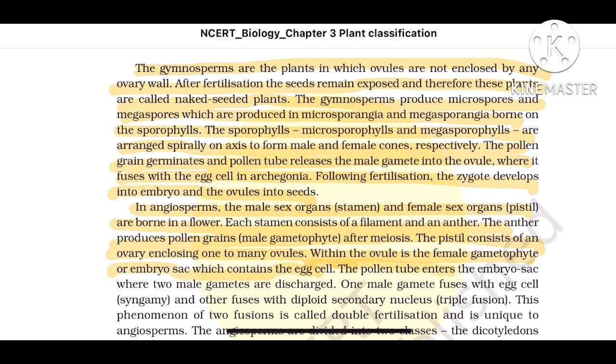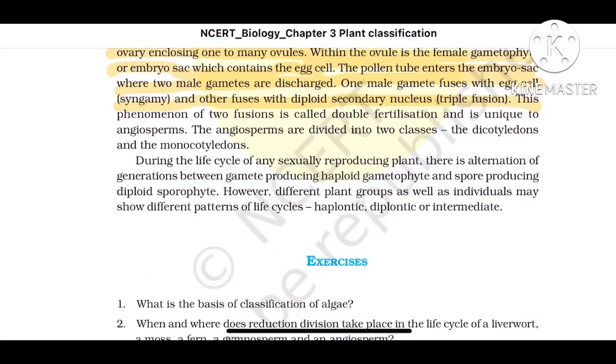The pollen tube enters the embryo sac, where two male gametes are discharged. One male gamete fuses with the egg cell, that is syngamy, and the other fuses with diploid secondary nucleus, that is triple fusion. This phenomenon of two fusions is called double fertilization and is unique to angiosperms. The angiosperms are divided into two classes, the dicotyledons and the monocotyledons.